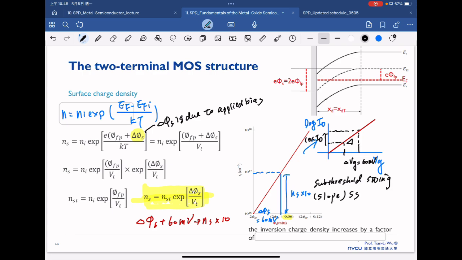So ideally, without any non-ideal factor, the best slope we can achieve, the lowest slope we can achieve, should be 60 millivolt per decade. So the inversion charge density increases by a factor of 10 with a 60 millivolt increase.